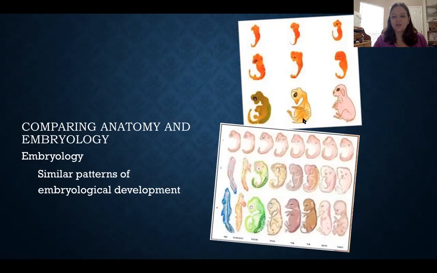So here we're comparing a turtle, a duck, and a pig, I think. The earliest stages of embryological development have a lot of similarity, and then as development progresses, you get very distinctive looking animals. The big problem with embryological development as a source of evidence for evolution is that the pictures are wrong. They're drawn to look more similar than they actually do.